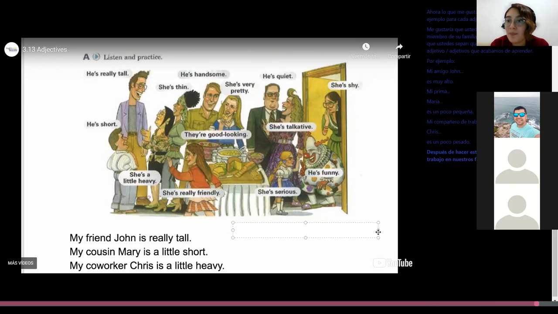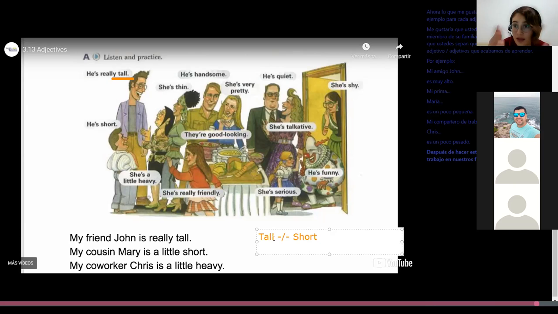Let's review some opposites. Vamos a ver algunos opuestos de las palabras que tenemos aquí. So, let's see, for example, if he is tall, we could say su opuesto. Does someone know how to say the opposite of tall? ¿Alguien sabe? Short. Short. That's right. So it would be short.